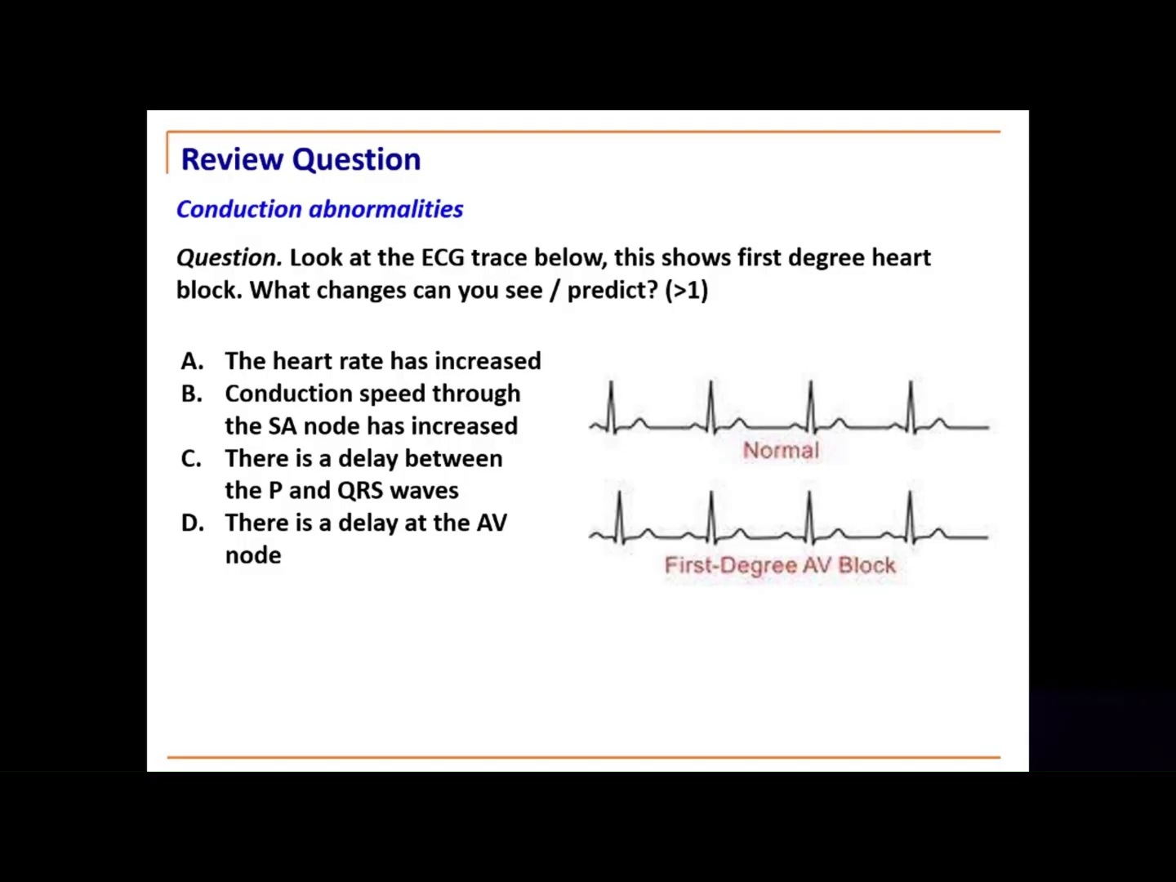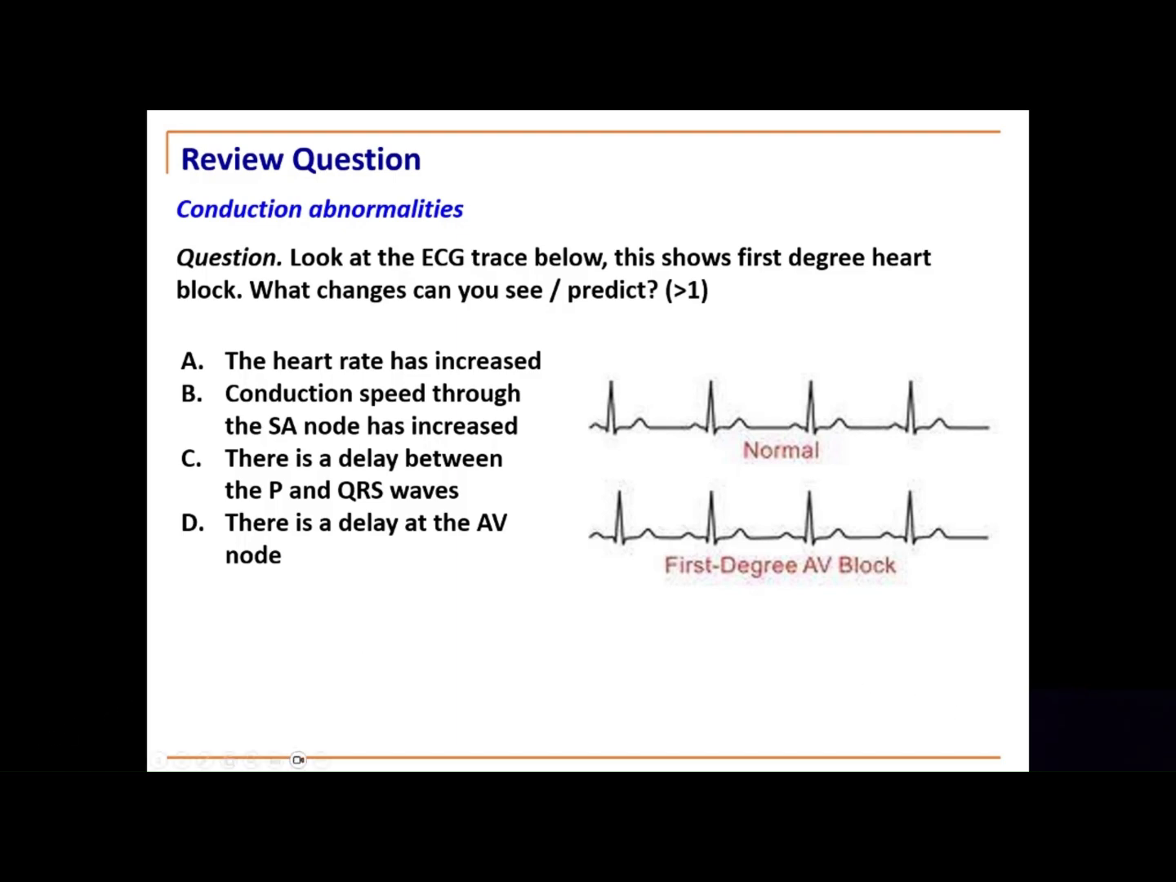Let's go through the options. Has the heart rate increased? Well, no, the heart rate hasn't increased. What about, has conduction speed through the SA node increased? Remembering what first degree AV block is, it's at the AV node, the atrioventricular node. So have we got any conduction speed differences through the SA node? No, we haven't, because it doesn't involve the SA node.